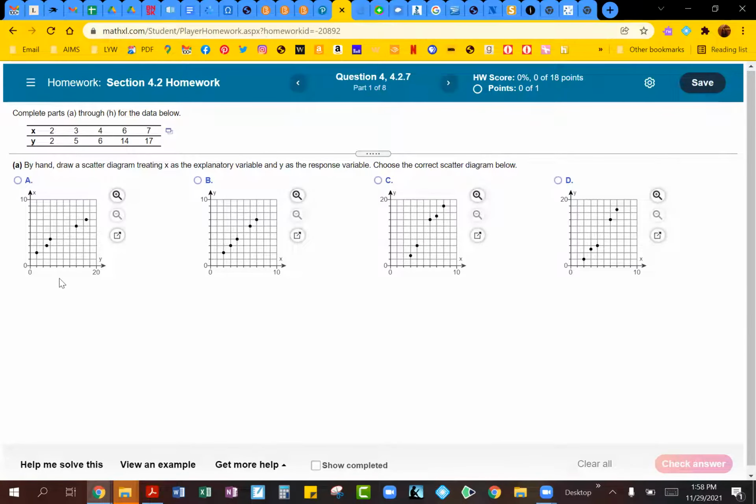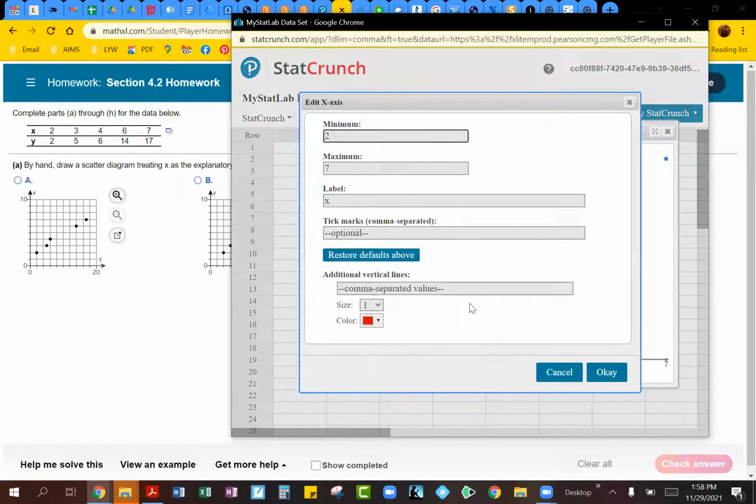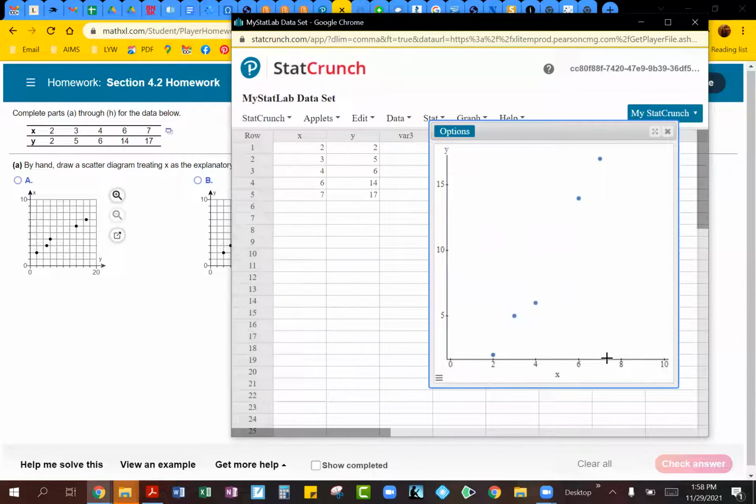One thing you can do is, if you look at your x and y axes on these graphs, you can see they're going from 0 to 20, 0 to 10, but most of these are going from 0 to 10, 0 to 20. So you can adjust your scatter plot if you want. On your graph at the bottom, you have these 3 lines. If you click on that, you can adjust your x-axis and your y-axis. If you wanted to go from 0 to 10 or 0 to 20, you can do that.